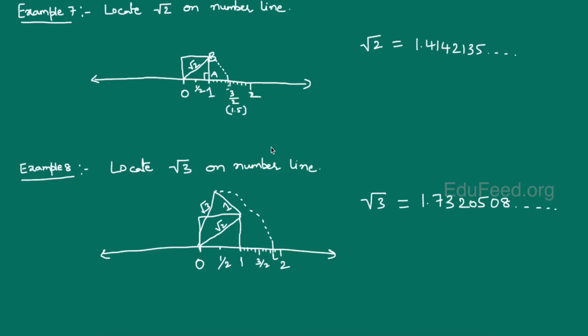Now we have learned what an irrational number is. Now let's try to locate irrational numbers on the number line. Now there is no way of locating an irrational number with 100% accuracy. However, we can get an approximate place on the number line where an irrational number can be mapped to.